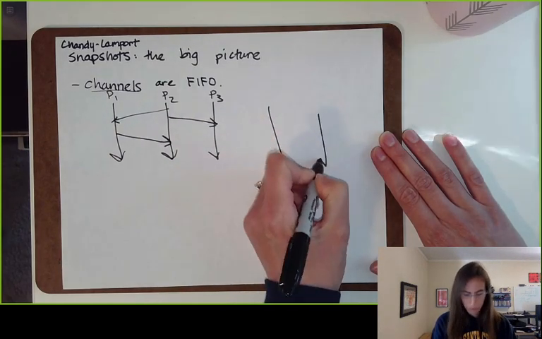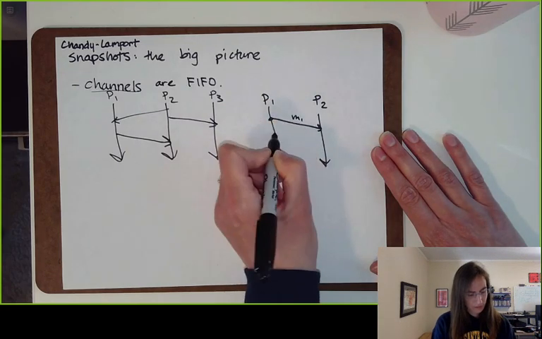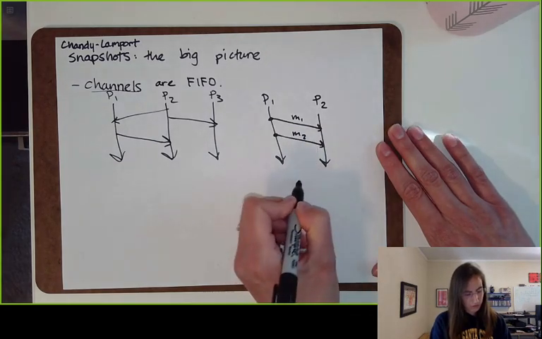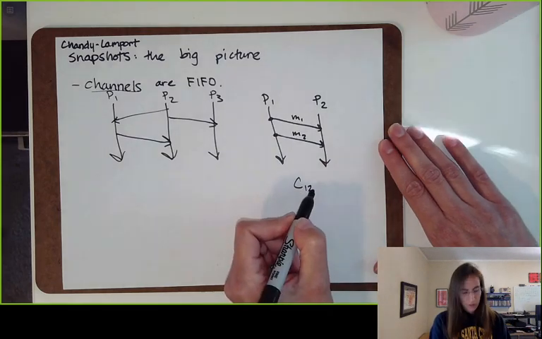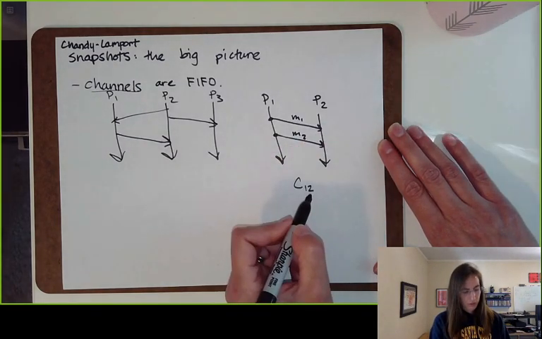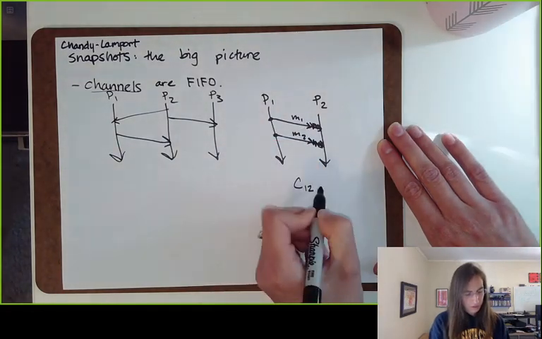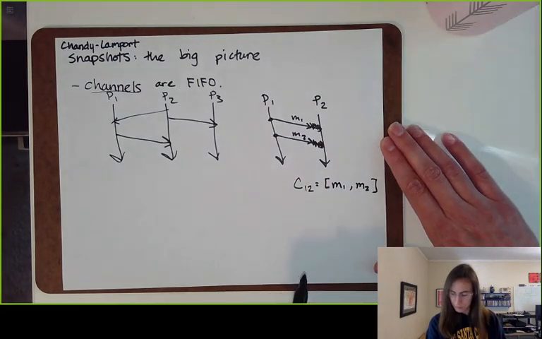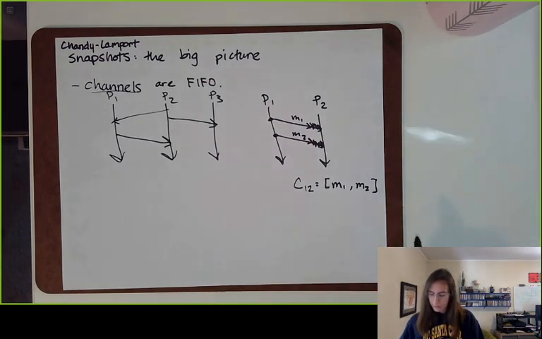So if process 1 were to send 2 messages, then you know that on that channel from process 1 to process 2, channel C1,2, those messages are going to arrive in the order sent. So maybe these messages are in flight and they haven't arrived yet. So they're in the channel at this point. And you know that they're going to be M1 and then M2. So a channel is a sequence, and messages are going to travel through it in this FIFO fashion. That's what a channel is.